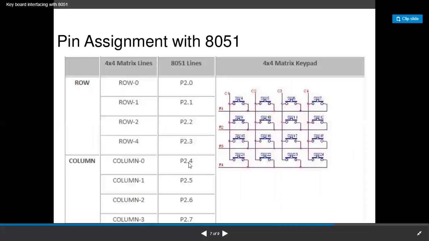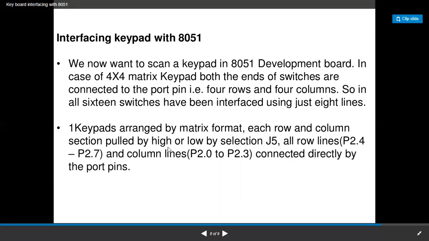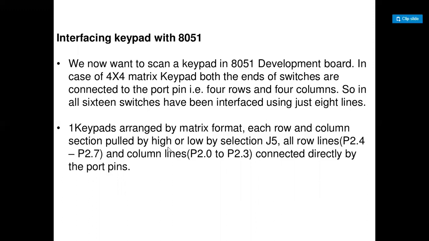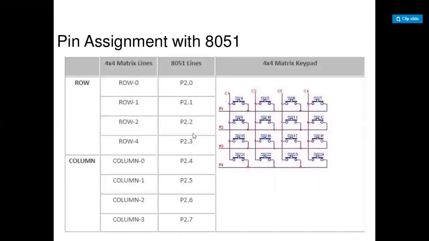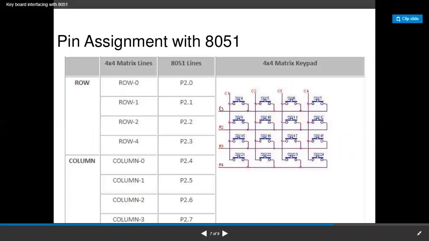These P2.4 to 2.7 are connected to the columns, and P2.0 to 2.3 are connected to the rows. So correspondingly, the keypad is arranged in matrix format, and each row and column section is pulled high or low by section J5. This one. So this is my row 1, row 2, row 3, row 4. This is my column 1, column 2, column 3, column 4, and these are correspondingly switches 1, 2, 3, 4, 5, 6, 7, 8, 9, A, B, C, D, E, F. So this is my 4 by 4 matrix keyboard.